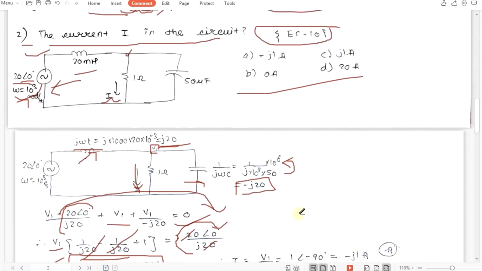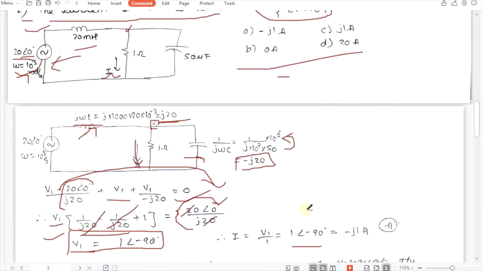Now if you see the options, we have options in j form. So to convert this answer into j form, minus 90 will be converted to minus j. So the answer is minus j 1 ampere. So you can see how easily you are solving AC circuit sums.